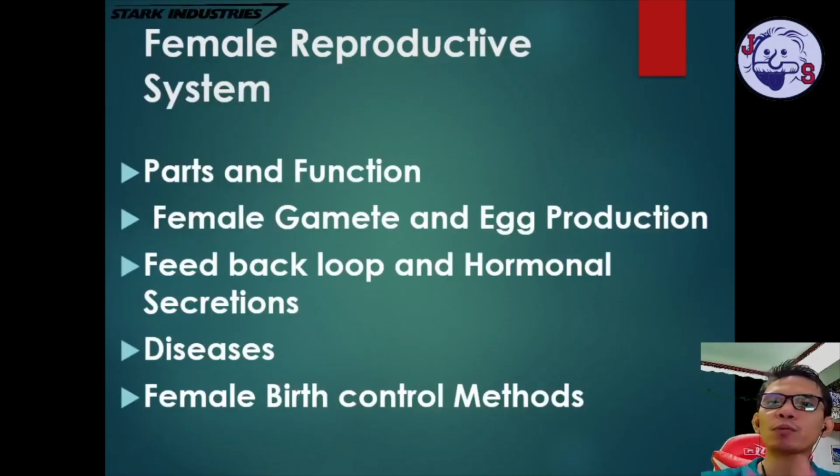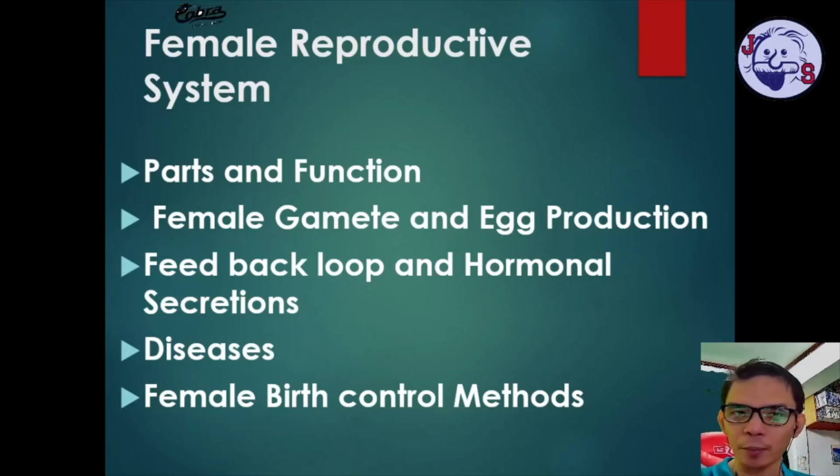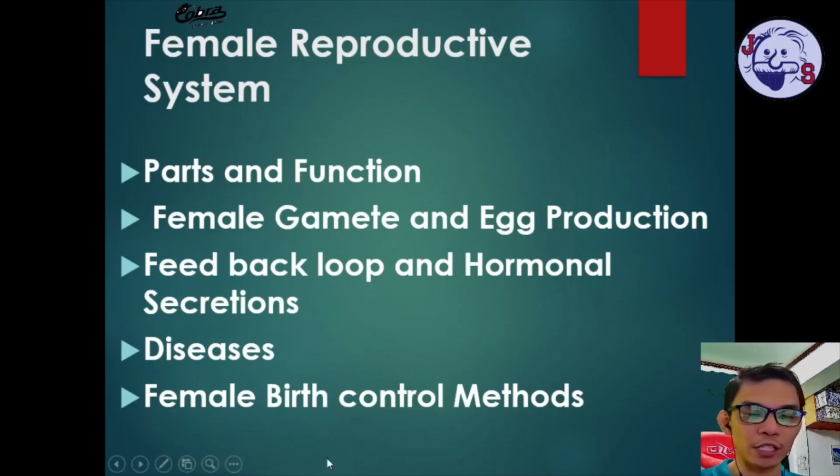So the next phase that we have right here are the diseases. These are the diseases associated with the female reproductive system. Just like the male reproductive system, the female reproductive system is prone to sexually transmitted diseases. And also, there are some birth control methods available in the market that prevent, number one, sexually transmitted infection, and also prevent pregnancy. So what are those? Let's discover this in the next phase of our lesson.